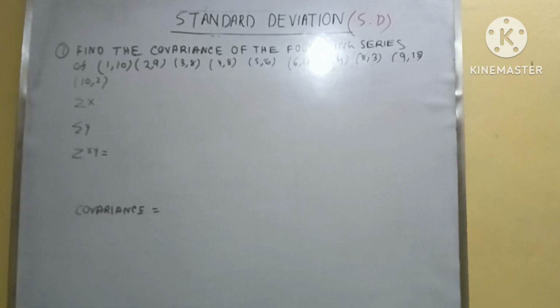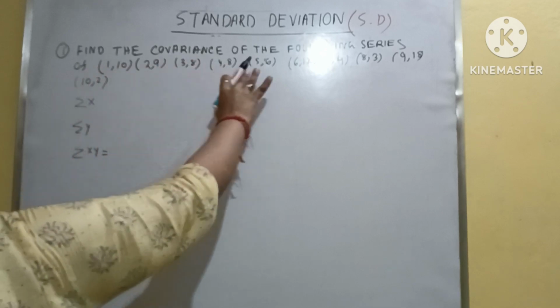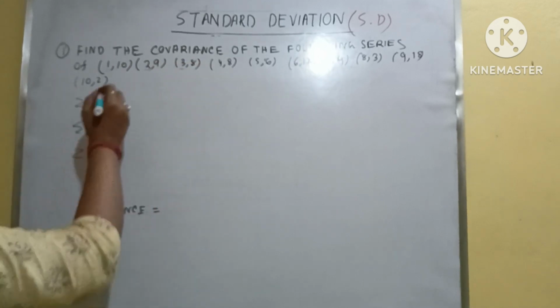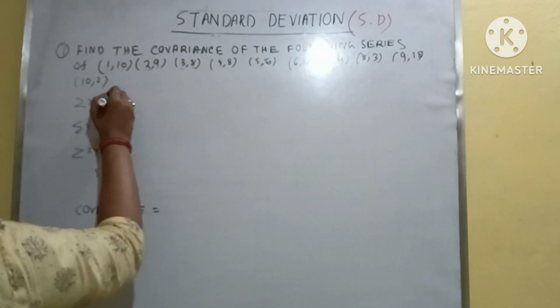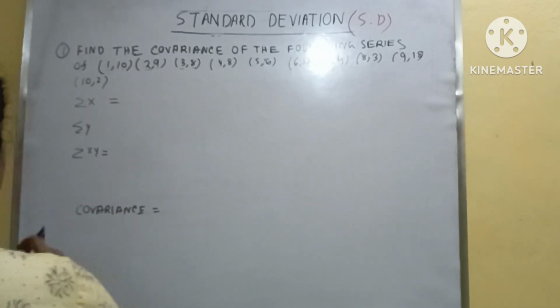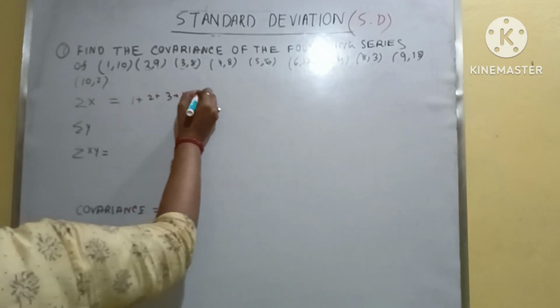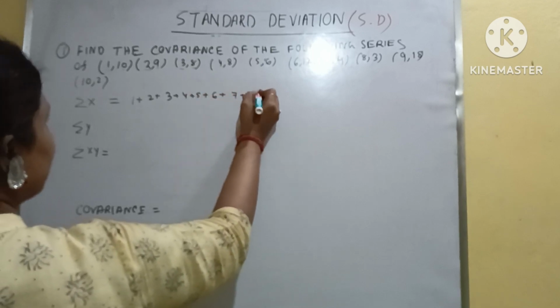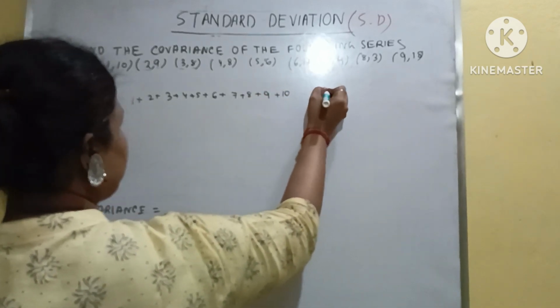So you can see here these are the numbers: 1, 10, 2, 9, 3, 8. First, these numbers we have to take as the x values, and these numbers we have to take as the y values. Then after that, we have to calculate the summation of x. Summation of x is just adding the x values: 1 plus 2 plus 3 plus 4 plus 5 plus 6 plus 7 plus 8 plus 9 plus 10. So the answer is 55. Clear?